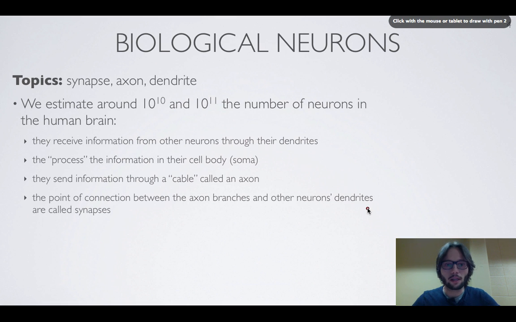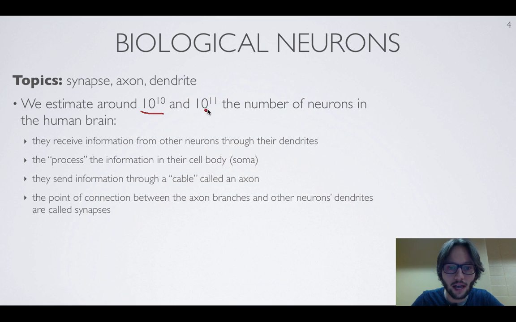Now let's talk about individual neurons and the way that mathematically we write them out. Where does that come from? So let's talk a little bit about the actual brain. Now we estimate that there are about 10 to the 10 to 10 to the 11 neurons in the human brain. Each neuron receives information from other neurons through their dendrites.